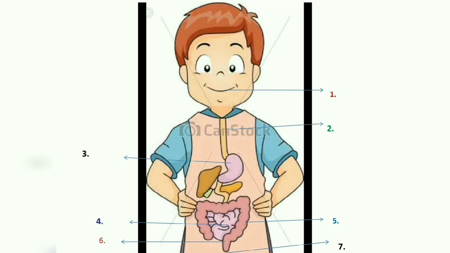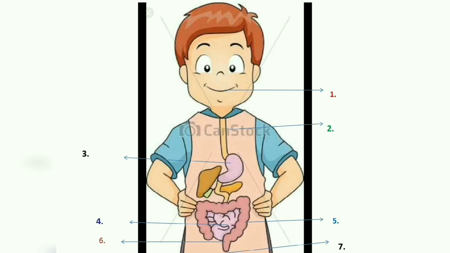Again, there is a figure of the digestive system. You can label them. Let's see if you remember. The first one is, yes, mouth. We eat the food from the mouth. Second, the pipe is the esophagus or food pipe. The third one is this bean-shaped structure, the stomach.